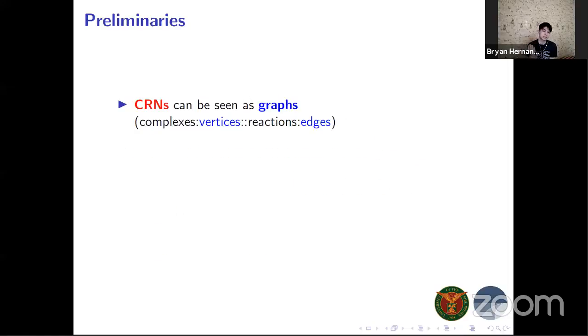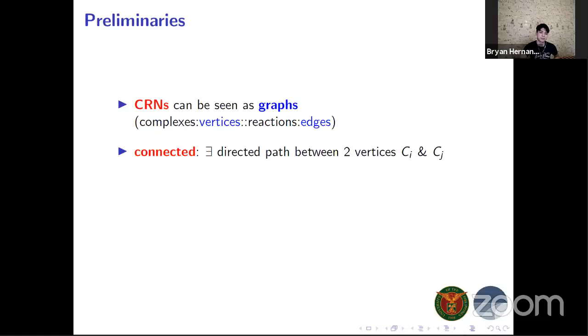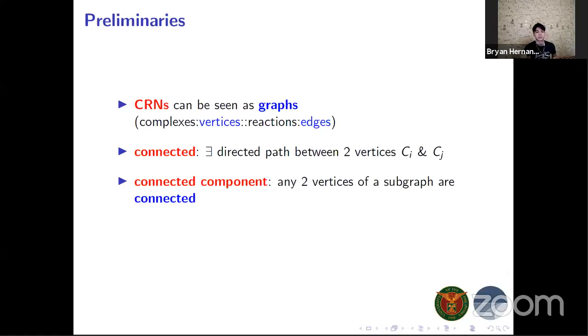Now, CRNs can be seen as graphs. Complexes are vertices and reactions are edges. So for example, you have the reaction A yields B. A and B are the complexes, which can be seen as vertices, and the reaction is the edge. Connected: two complexes are connected if there is a path between the two vertices. Connected components: any two vertices of a subgraph are connected. Linkage classes are precisely the connected components.